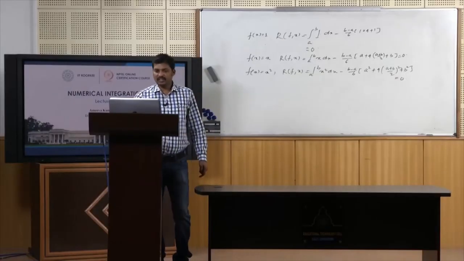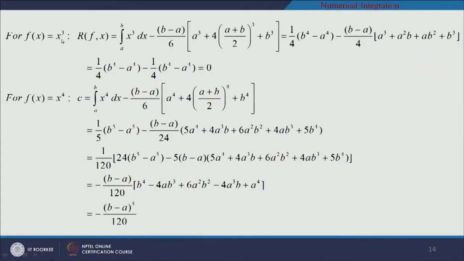If you consider the polynomials of degree less than or equal to 3 here, exactly the degree 4 should give the error term here. But especially for degree 3, we are also getting 0 value here.